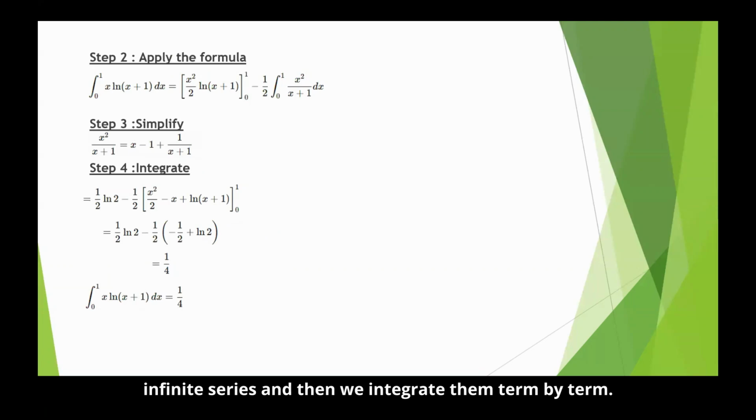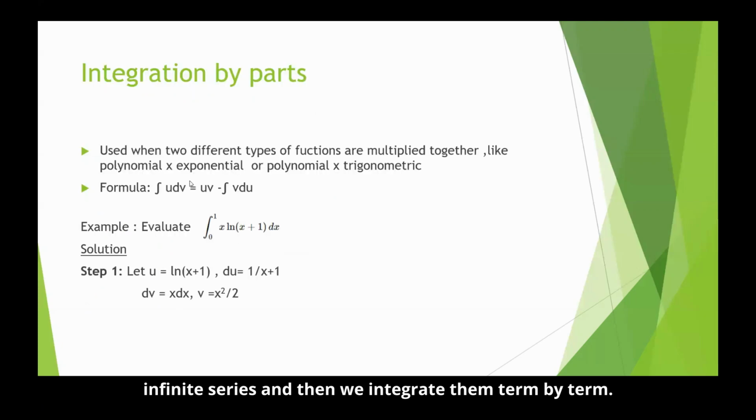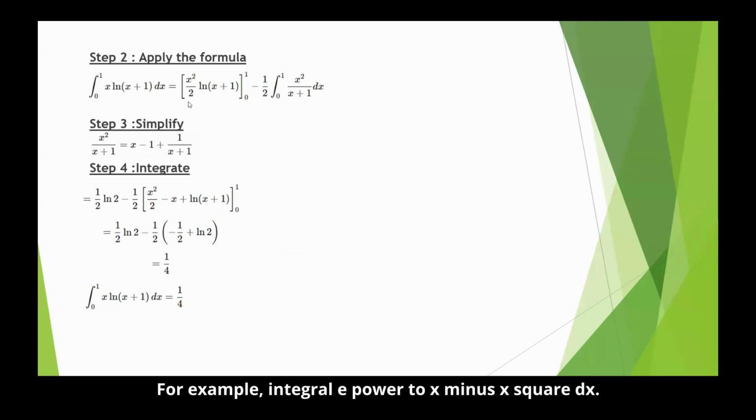Step 2, we need to apply the formula from the previous slide, which is uv minus integral v du. So after we apply the formula, it will look like this. And then we simplify this. So it will become x minus 1 plus 1 over x plus 1. And the last step, we integrate the whole formula.